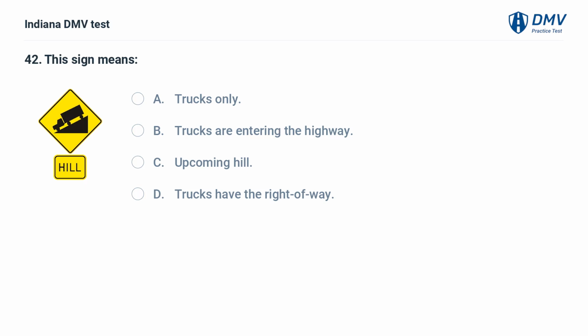This sign means A. Trucks only. B. Trucks are entering the highway. C. Upcoming hill. D. Trucks have the right of way.